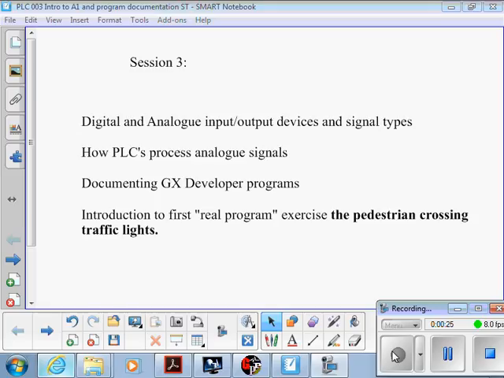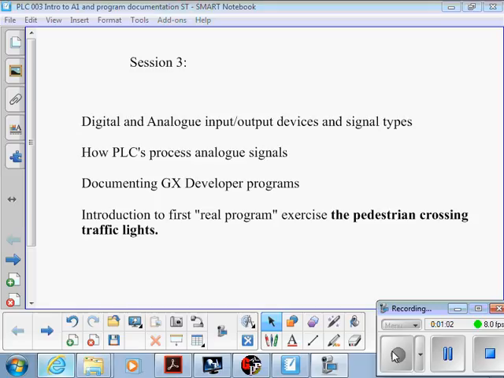So the full exercise is in last week's notes. I'm just going to briefly go through how you do that documentation on the screen, make some pointers about it. The idea of the exercises is that you go through and document the solution to the double coiling exercise that you did. Okay, and then I'm going to do a brief introduction to, and help you get a good start on, the first real programming exercise, which is programming the pedestrian crossing traffic lights.